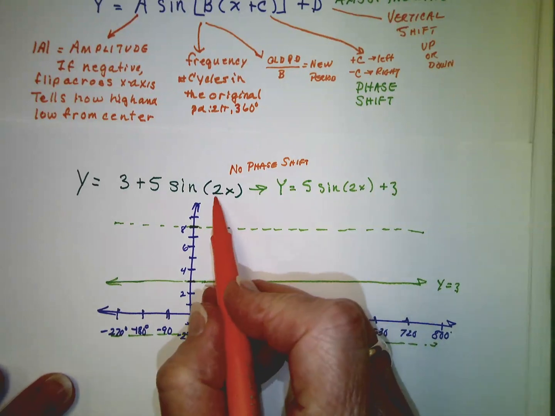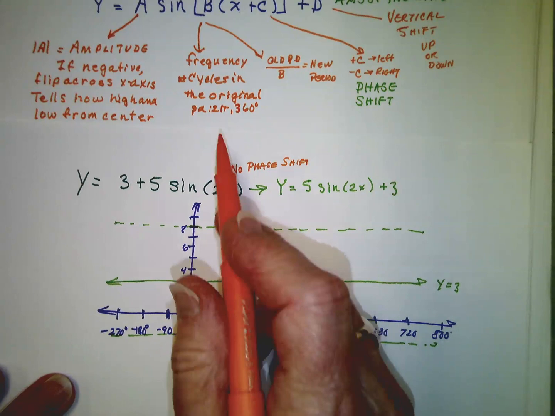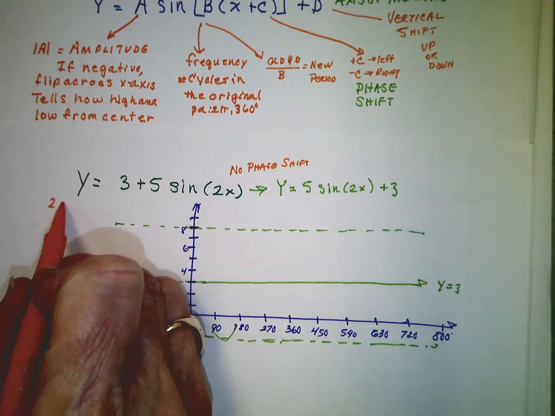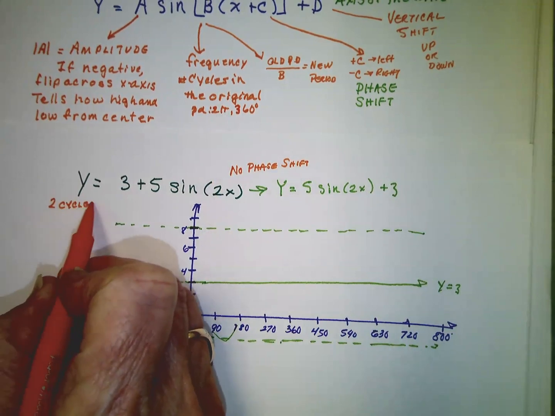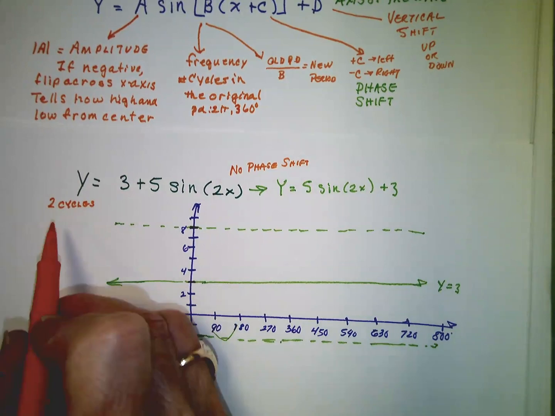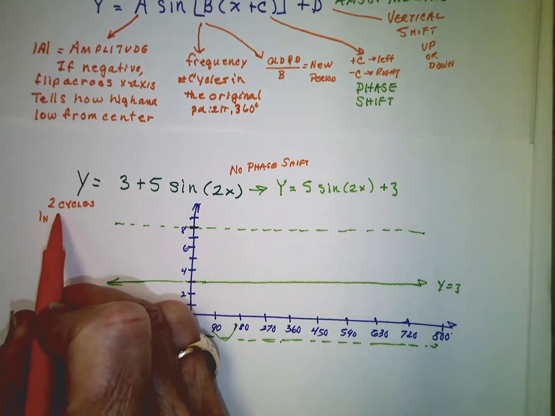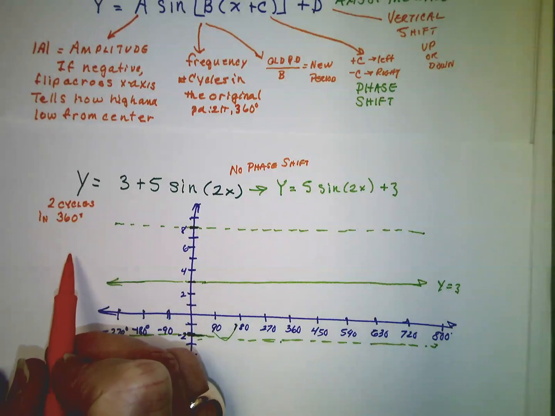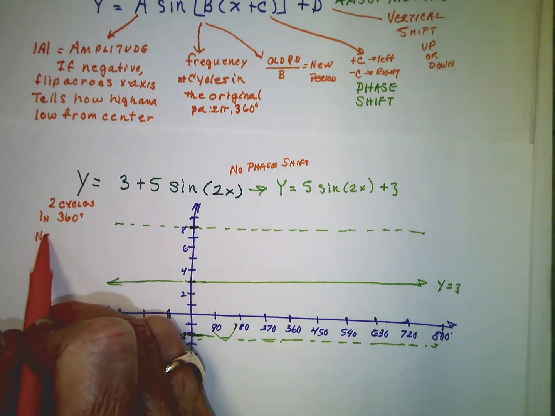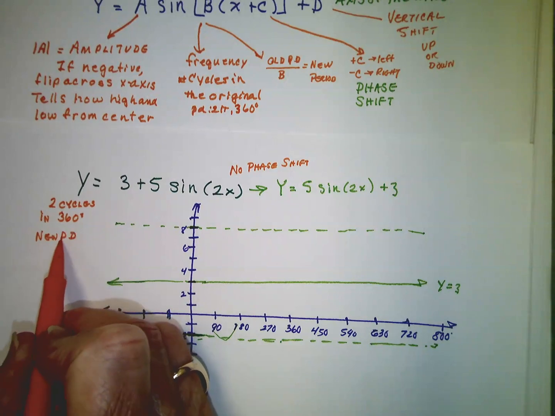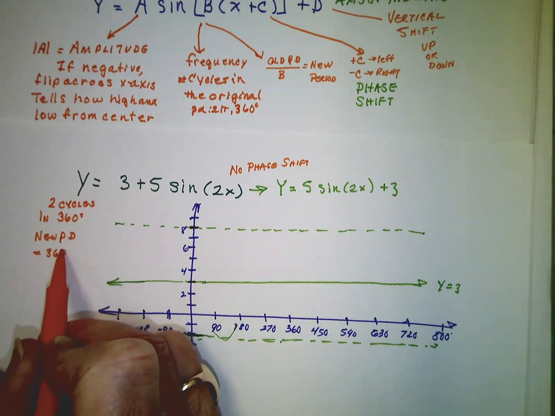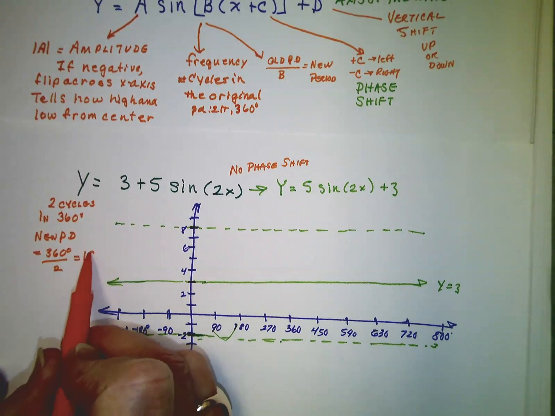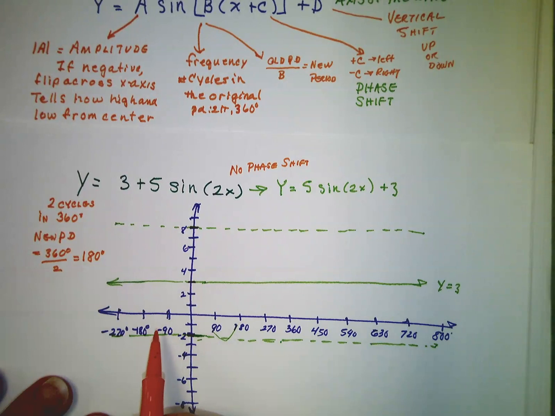It does, however, have this multiplier on it, which is the frequency. It tells us that we're going to have 2 cycles in what used to be the original period. So it's going to have 2 cycles in 360 degrees. It also tells us that the new period is going to equal the original 360 divided by 2. So it's going to have 1 full cycle every 180 degrees.